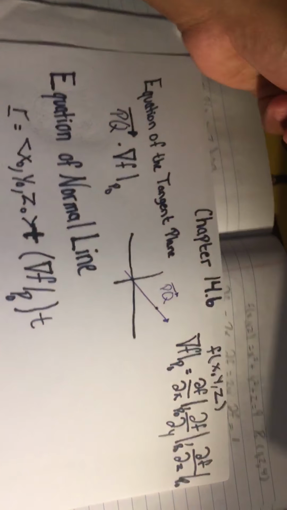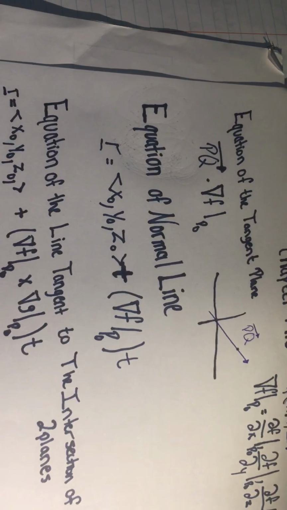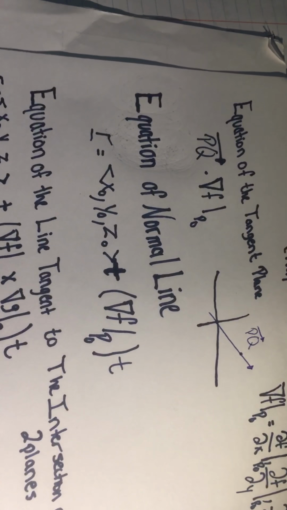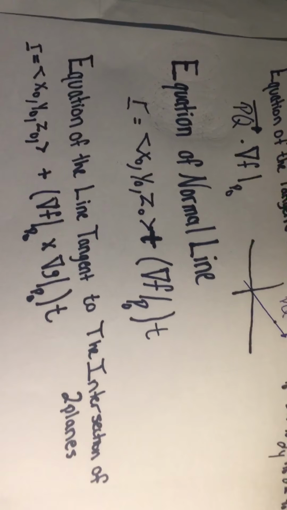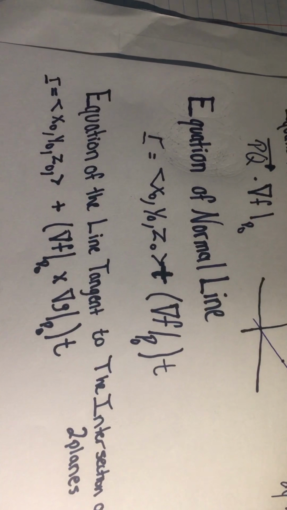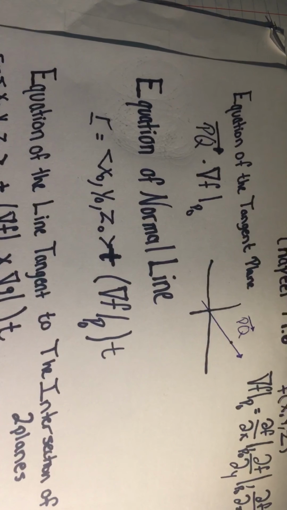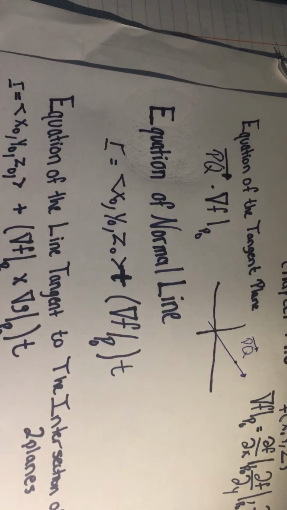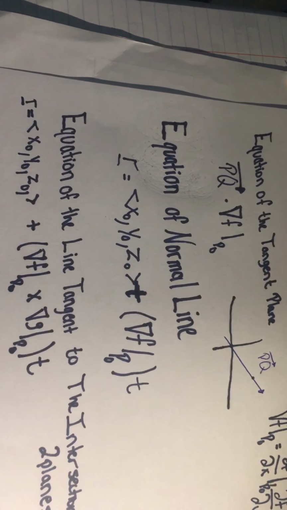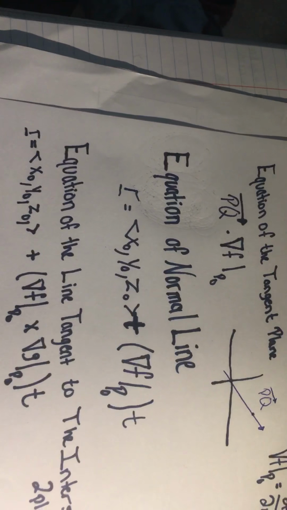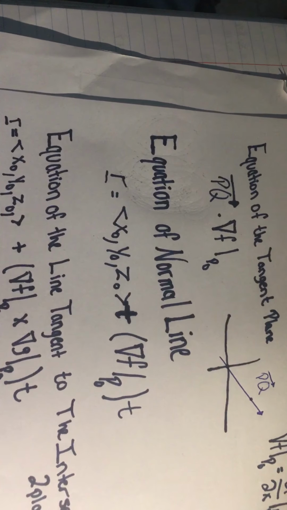Moving along, what we will use the gradients for will be to find the equation of the tangent plane, the equation of the normal line, and the equation of the line tangent to the intersection of two planes. So first off, to find the equation of a tangent plane, you will be given a point and you will be asked to find the vector to that point, and you will take the dot product of that vector and the gradient of f evaluated at p naught.